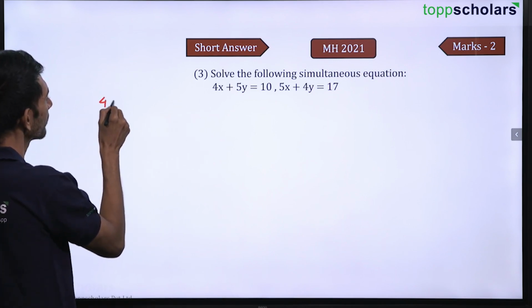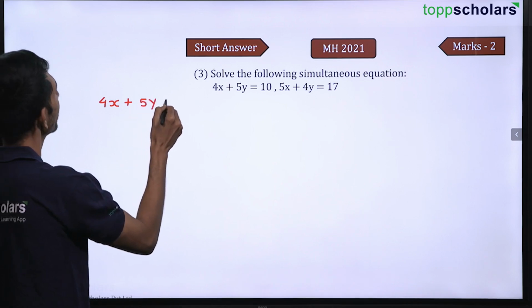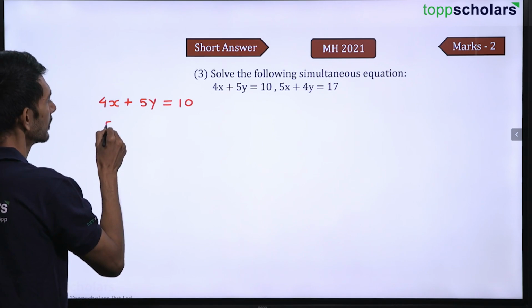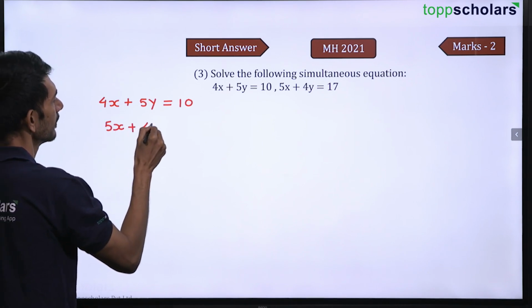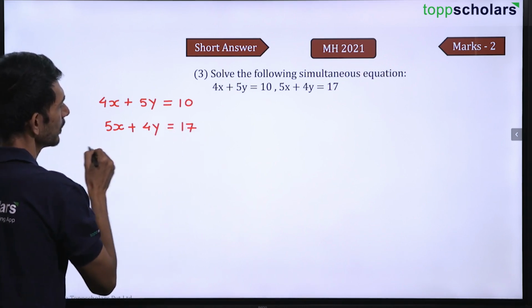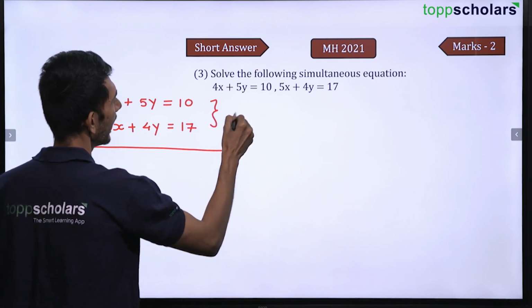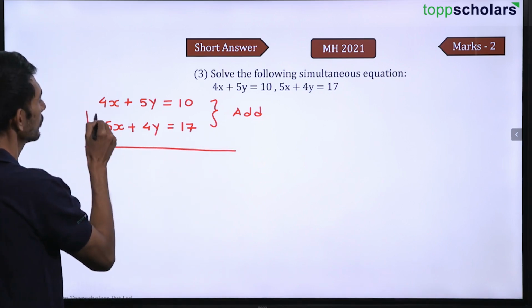I have 4x plus 5y is equal to 10. Then I have 5x plus 4y is equal to 17. Firstly, what I'll do is, I'll add them. Understand? Add. So add them straight away.